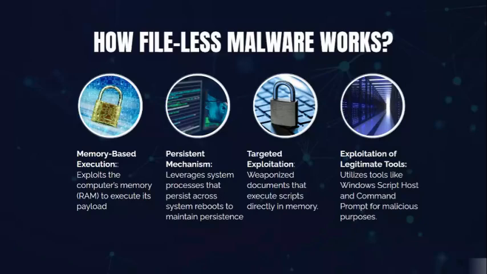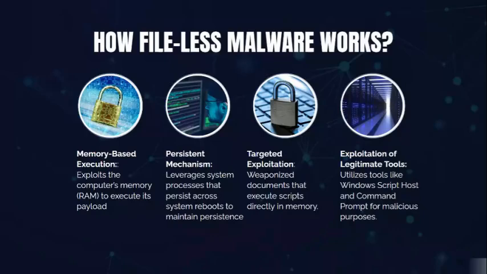Now, the next way fileless malware works is that it takes advantage of legitimate system tools and processes to execute malicious activities. For example, PowerShell, WMI, and Microsoft Office macros can all be used by attackers to deliver and execute malicious code without leaving any traces. There is also targeted exploitation, where attackers may exploit vulnerabilities in software or the operating system to inject malicious code directly into the memory space of running applications.